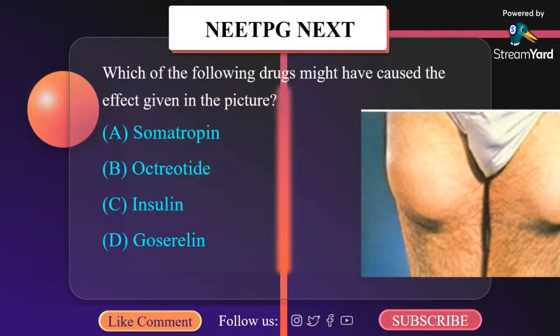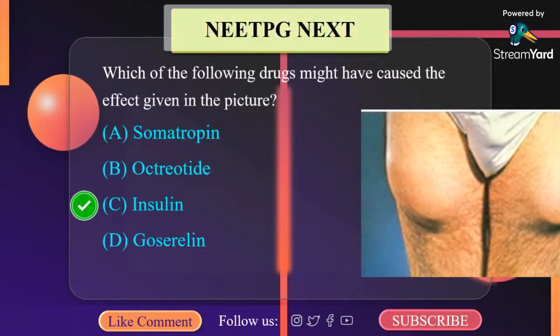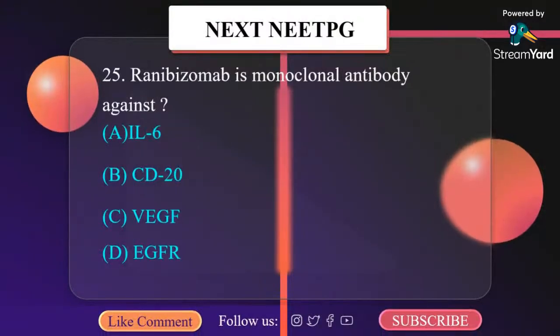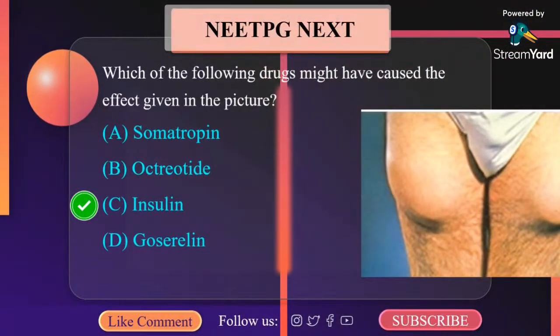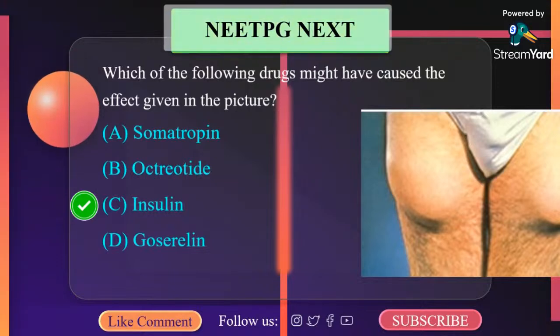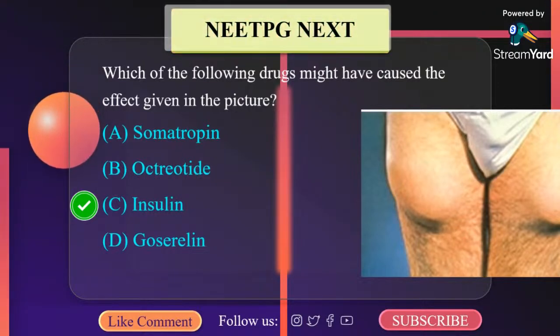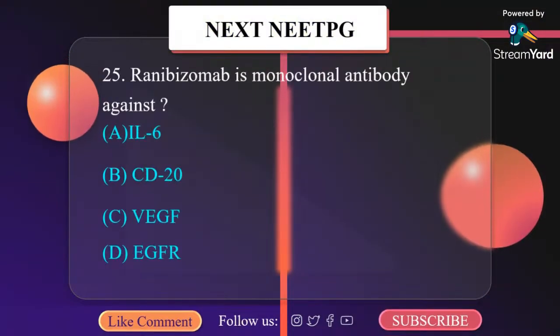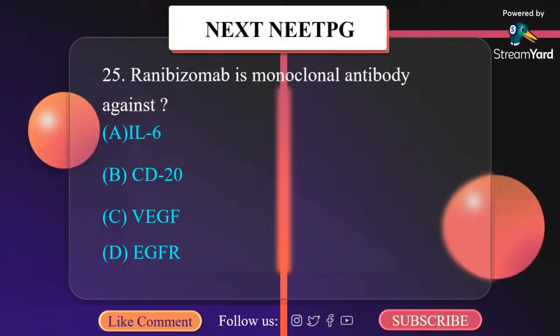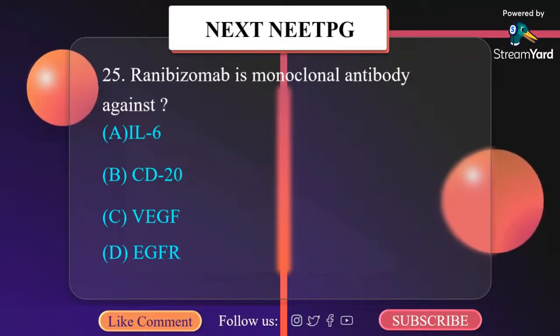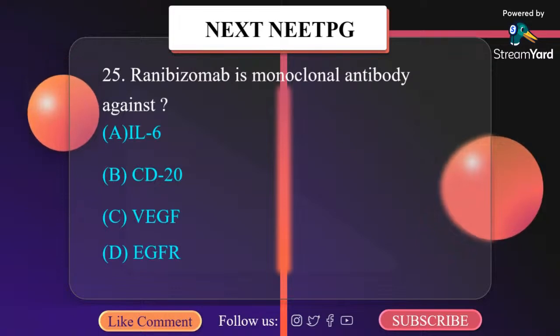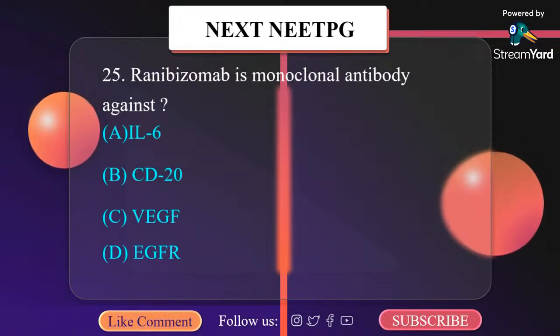Which of the following drugs might have caused the side effect given in the picture? It is insulin. What is it? Lipohypertrophy at the site of injection due to inhibition of lipolysis, and it is seen with insulin. Ranibizumab is a monoclonal antibody against A. IL-6, B. CD20, C. VEGF, D. EGFR. It is VEGF.